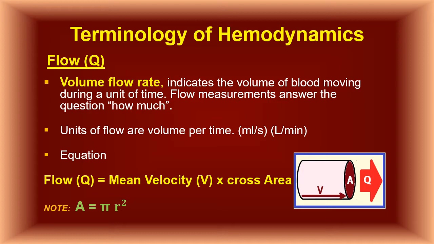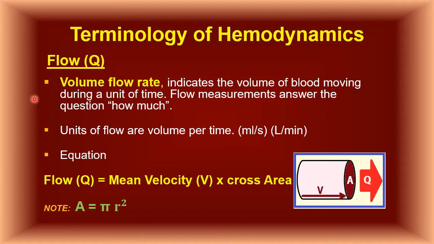Another word in the terminology of hemodynamics is the flow. It's given this letter Q, Q for quantity, okay? So flow means what? It's the volume flow. We are talking about volume. Volume means we have 3 dimensions, of course, you know that this is the volume, all right? So the volume flow rate, or the Q, is the volume of blood moving during a unit of time. What is the unit of time? Usually we take 1 second as the unit of time, all right?